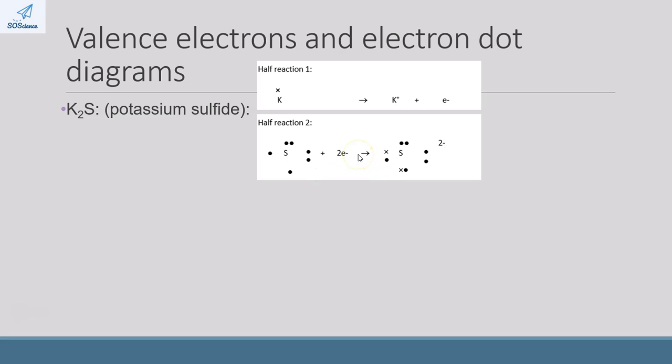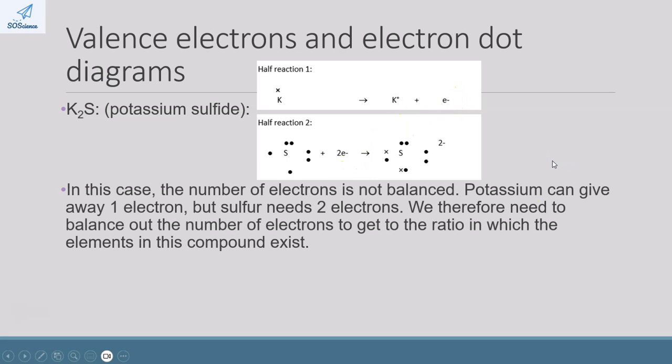But what we can see now is that potassium can only give up 1 electron. That's all a potassium atom can ever give up. And sulfur needs 2 electrons. And this kind of indicates to us why the final compound is K2S. But we don't need to think about that too much. What we need to do is make sure that we balance our electrons.